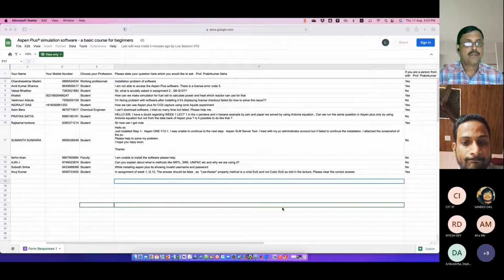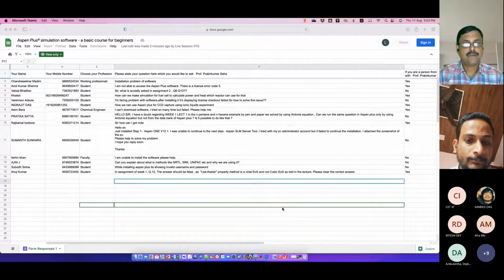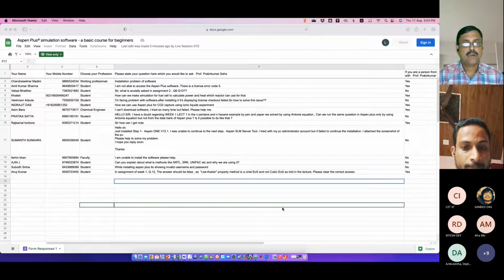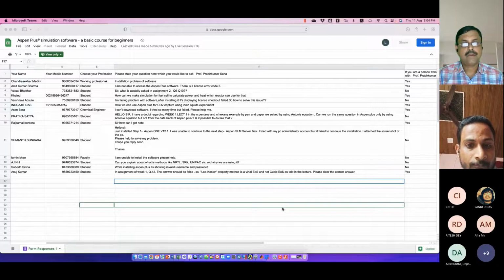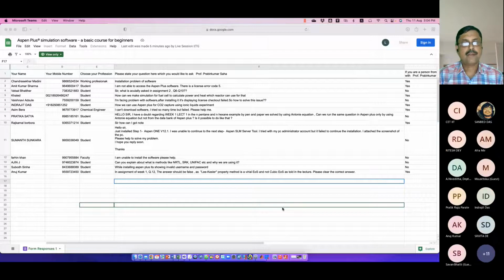The next question is from Amit Kumar Sharma. I am not able to access the Aspen Plus software. There is a license error code 5. It should not happen because we have a large number of licenses. I think we have 150 licenses. So unless 150 participants are simultaneously trying to access the software, this license error should not be visible.